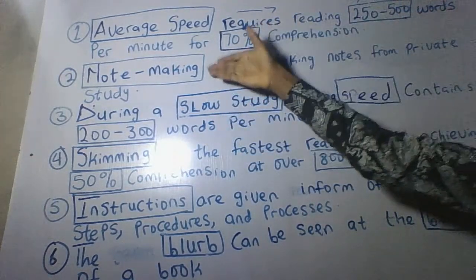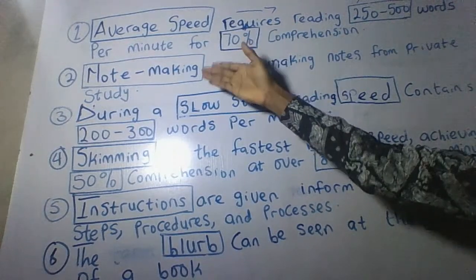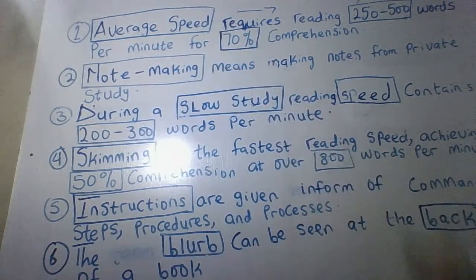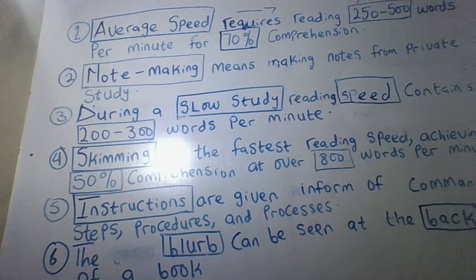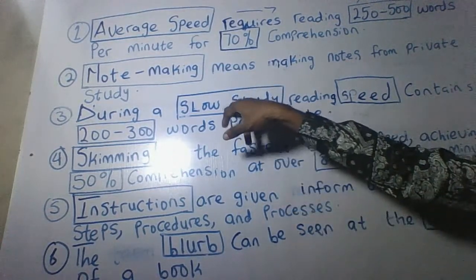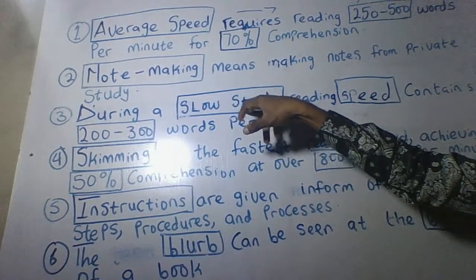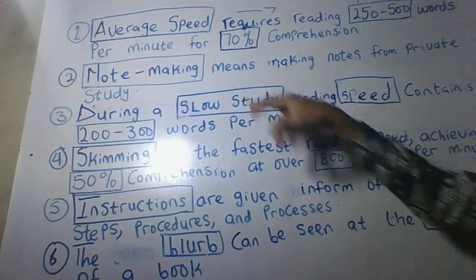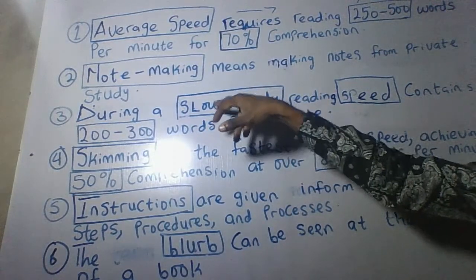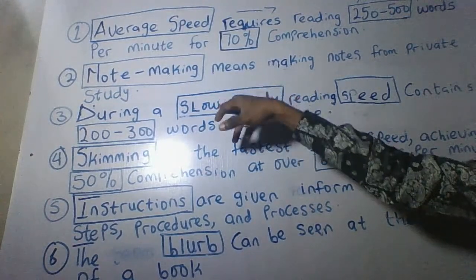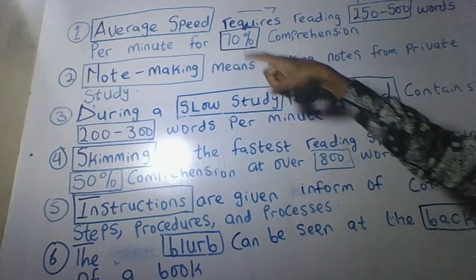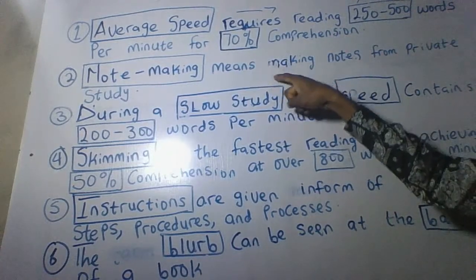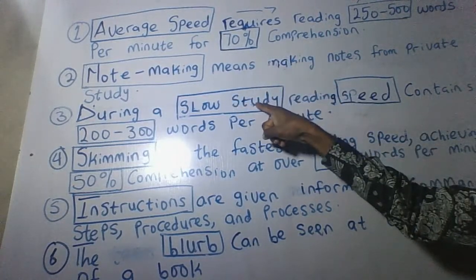Go and read note making. Understand the aspect of note making. You see, this, it will come out. This, it will come out. Then go and read slow study. We have three speeds. We have study, and that is the slow study. We have fastest speed. We have average speed. So go and read the average speed, fastest speed, which is skimming, and slow study.